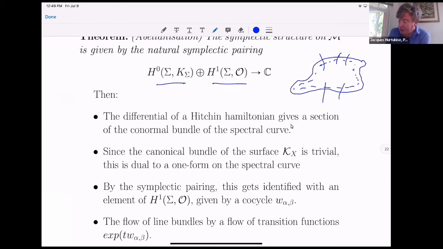Well, if you think about it, what is the differential of a Hamiltonian? You're taking the derivative of the coefficients of the spectral curve. And so for a given variation of the spectral curve, you apply this thing, and it'll give you a number. So in the end it gives you a section of the conormal bundle. Now, since the canonical bundle of the surface is trivial, the conormal bundle becomes the, I'm getting confused now. It'd be dual to a one form on the spectral curve.